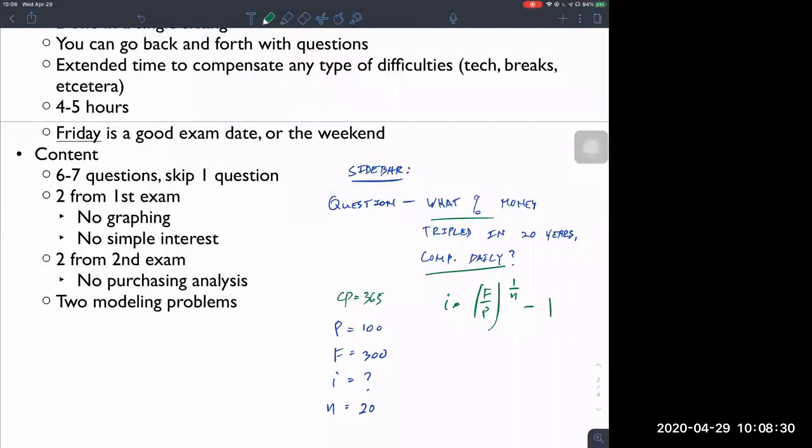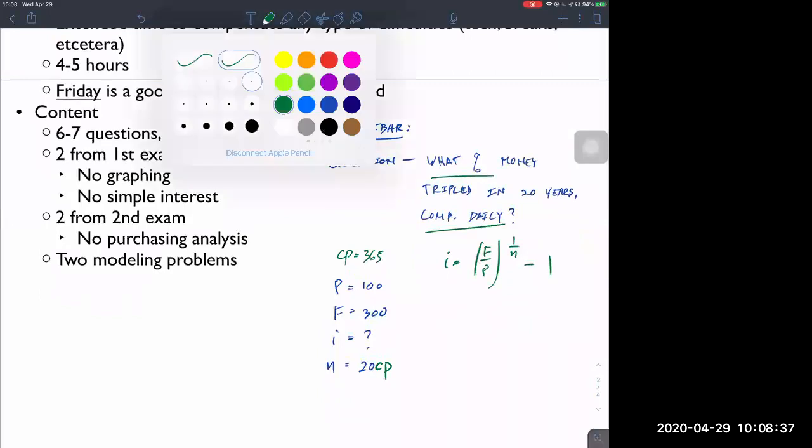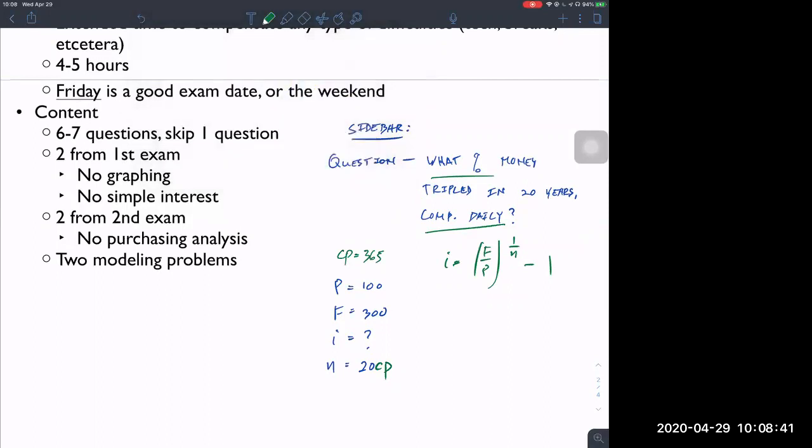So remember this part right here where you did 20 times CP, or 20 times 365. When I say enter the values, I'm not asking you to enter 20. That's too easy. I already told you it's 20. Why would I have you type 20 here? The way we do it, use a different color. The way we must calculate properly is that it's 20 times the CP.